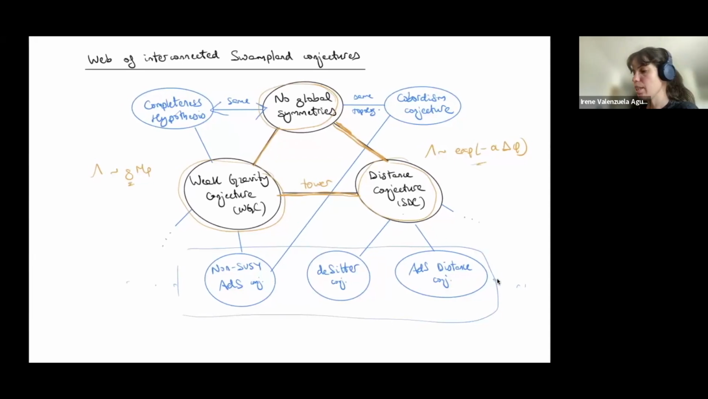Okay. Now, the others, just to finish, so the covariance conjecture I will not discuss. It's about topological generalization of no global symmetries. The completeness hypothesis, I did it even if you didn't realize, because we were saying that for the higher form symmetries, you need to have states that are charged under it. That was the completeness hypothesis. So now it's the same conjecture recently.